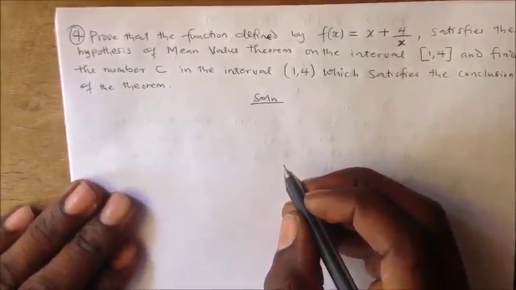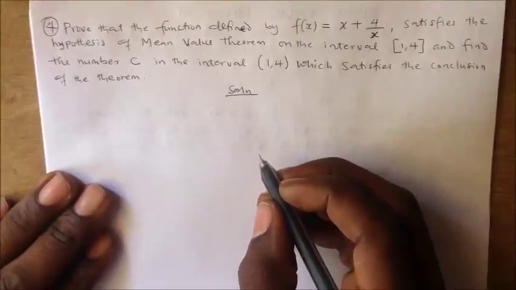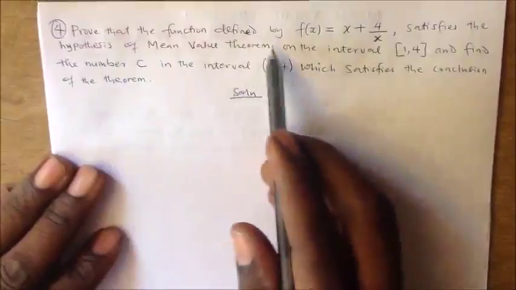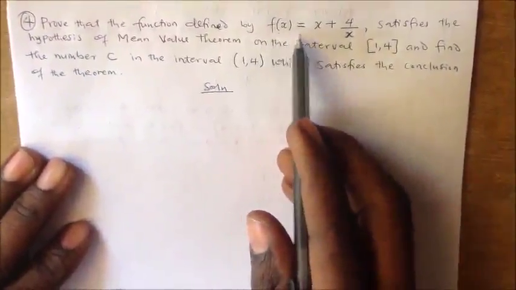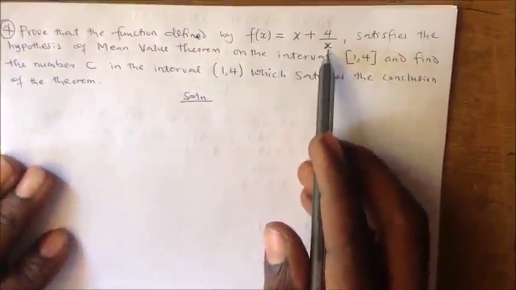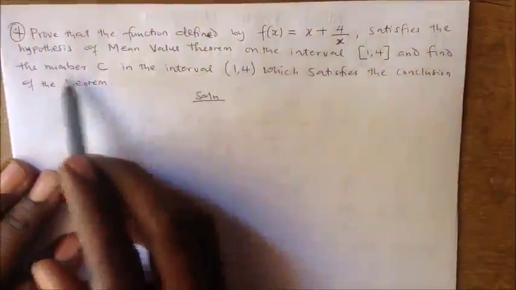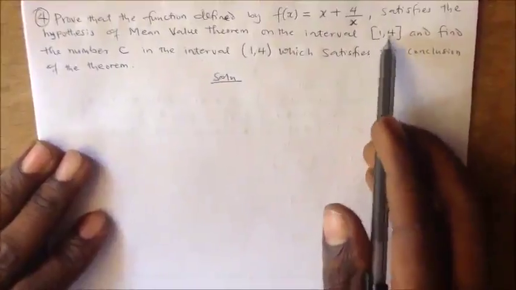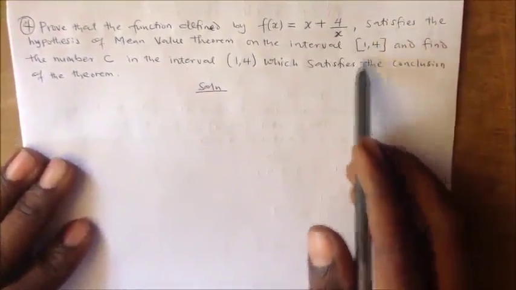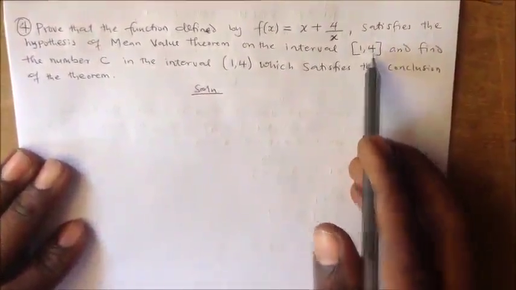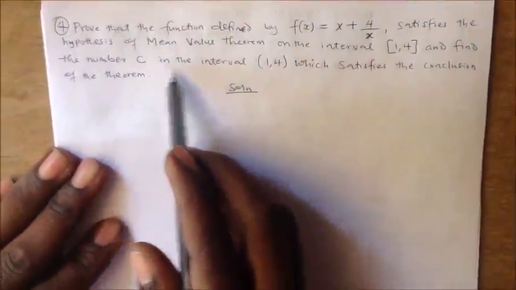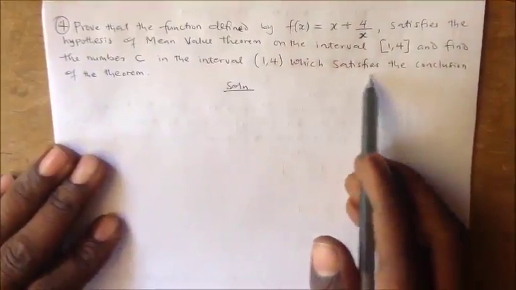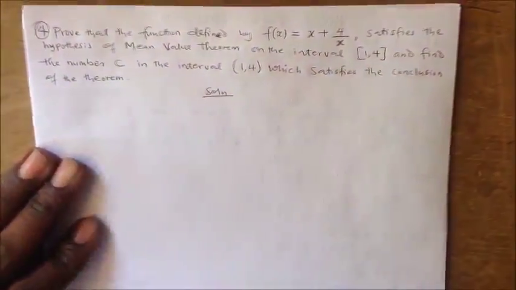We will be solving another example on mean value theorem. This example says, prove that the function defined by f of x is equal to x plus 4 divided by x satisfies the hypothesis of the mean value theorem on the closed interval 1, 4, and find the number c in the open interval 1, 4 which satisfies the conclusion of the theorem.